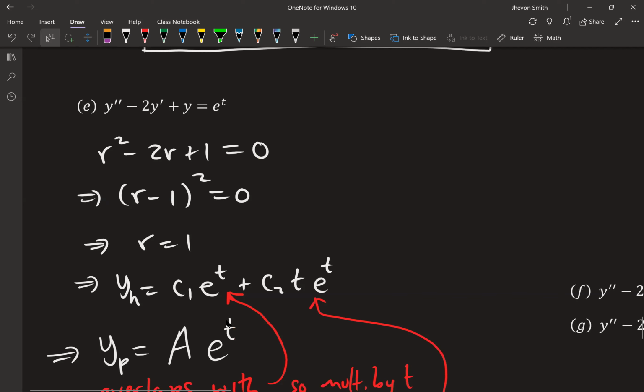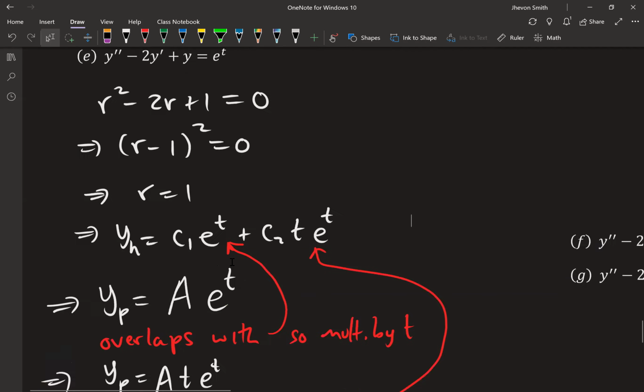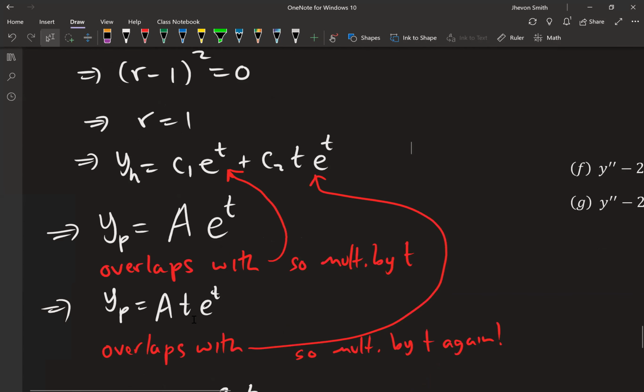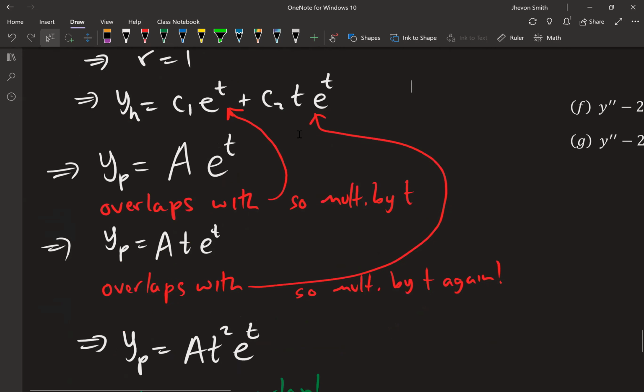So I start out by making it look like the G, but then I check for overlaps. Once I find an overlap, multiply by t, check for overlaps again. Find another overlap, multiply by t again, check for overlaps. I keep multiplying by t until there are no more overlaps. In this case, I had to multiply by t twice.